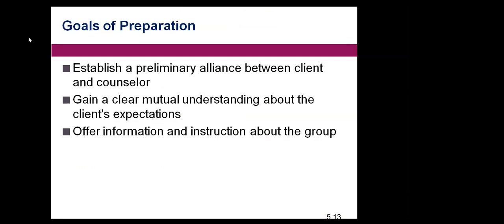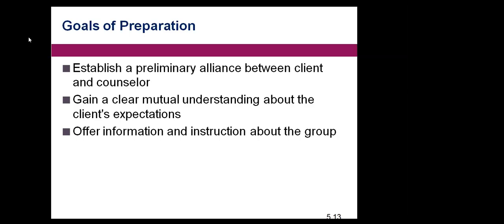And then the goals of preparation. Establish a preliminary alliance between client and counselor. Yes, it's very, very key. The client and the counselor, before you take it to the group, and that helps because you already have the relationship with them as individuals before coming to the group, and you know the kind of people they are. And you're facilitating so that everyone gains and gets a clear mutual understanding about the client's expectations. When they have told you their expectations before they join the group, you look at the expectations and ensure that when you're facilitating these sessions, their expectations are actually met so that you can retain them in the group process.